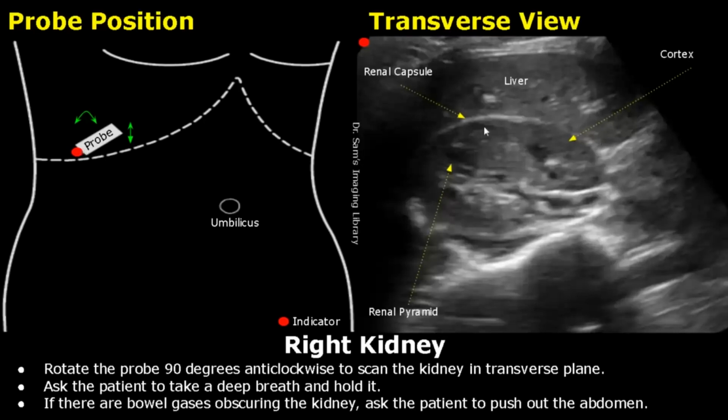The kidney is seen in transverse view. Here is the renal capsule, the hyperechoic border. This is the cortex, and these are the renal pyramids.